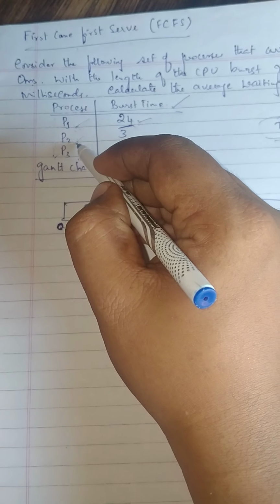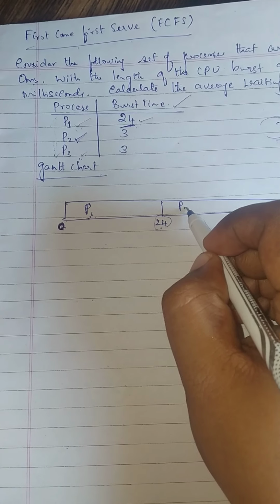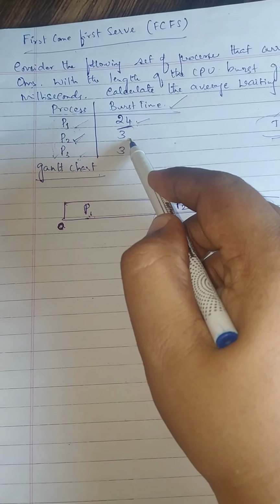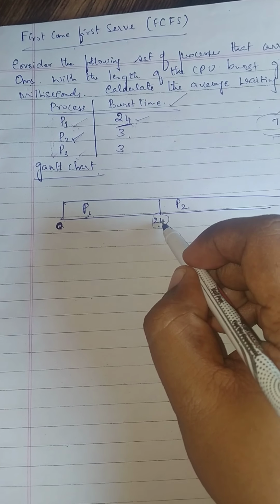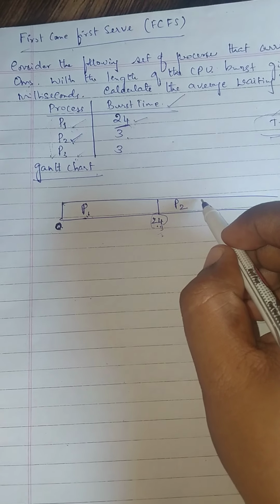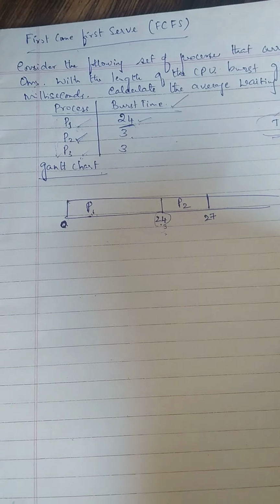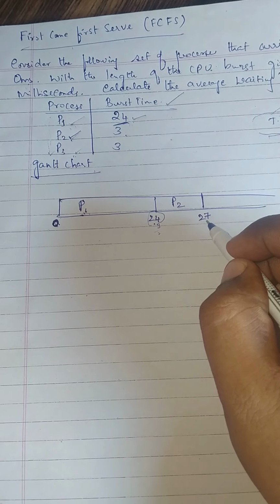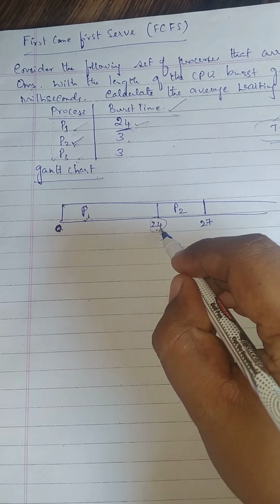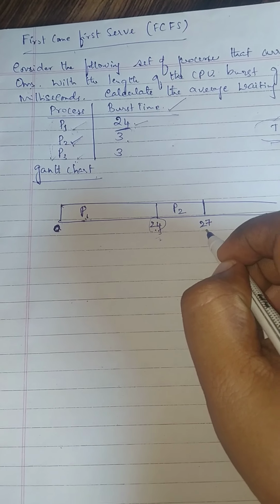Now the CPU should be given to the next process in the order, that is P2. P2 takes how many milliseconds to complete? 3 milliseconds. So for this 24, you add 3 milliseconds, then it will be 27. So P2 will complete its task at 27 milliseconds. Okay, I hope you are getting this. P2 got the CPU at 24 millisecond and completed its task at 27 millisecond.